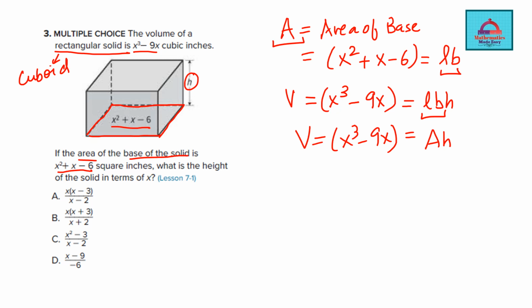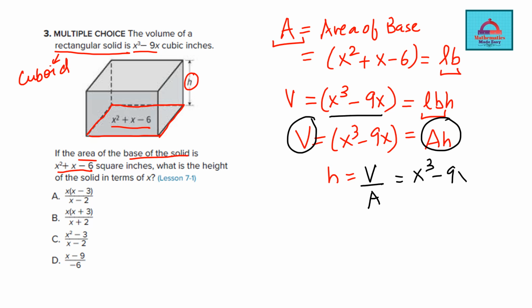Now what we need to find? Let's come back. We need to find h. So can we say from V equal to AH that h is going to be V divided by A? Tell me, is this okay? And you are given all of these things. We just now need to divide. Volume is given. How much in terms of x? X cube minus 9x. Area is given. How much in terms of x? X square plus 8x, sorry, plus x minus 6. So these are the two divisions.